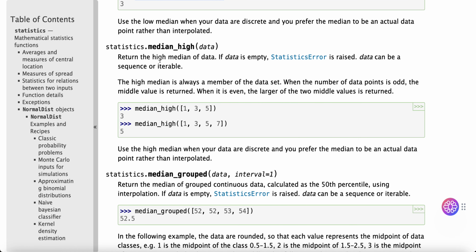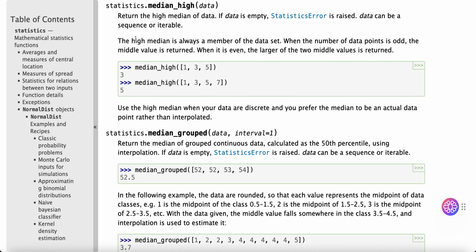statistics.median_high(data). Return the high median of data. If data is empty, StatisticsError is raised. Data can be a sequence or iterable. The high median is always a member of the data set. When the number of data points is odd, the middle value is returned. When it is even, the larger of the two middle values is returned.